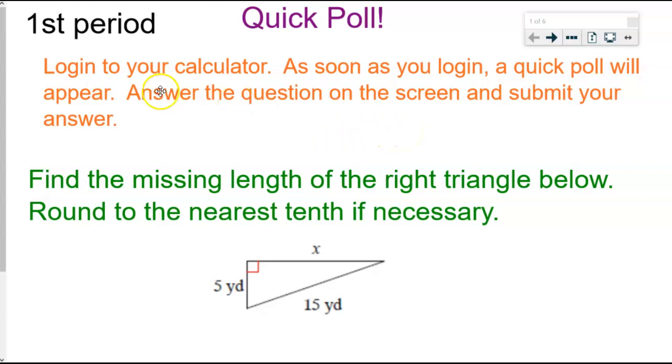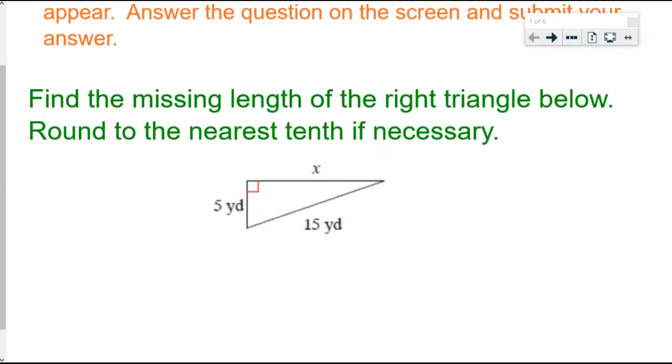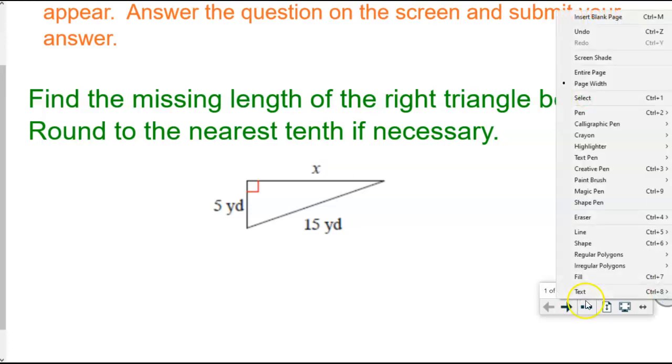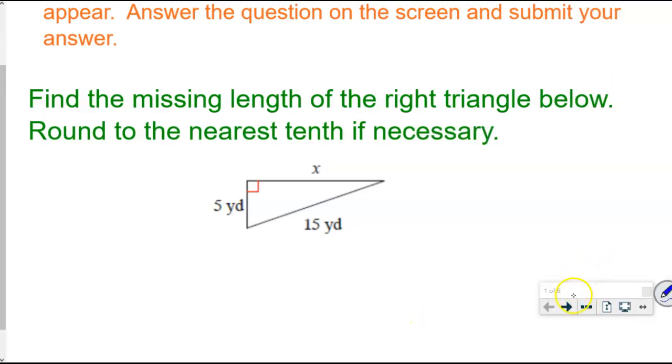Alright, let's go over this all together. What do I need to know in order to be successful with this problem? What do I need to know? Carter? Yes, so I need to know what information I'm given and the labels that I would assign that information.